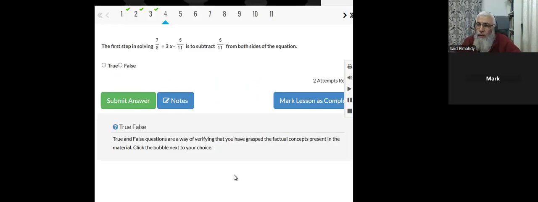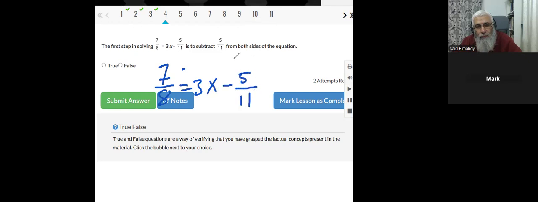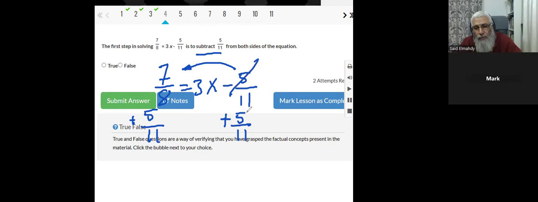Read this one. The first step in solving 3x minus 5 over 11 equals 7 over 8 is to subtract 5 over 11 from both sides of the equation. Is this correct? No. What is the first step? I think you would subtract. No, we add 5 over 11 because it is already minus.